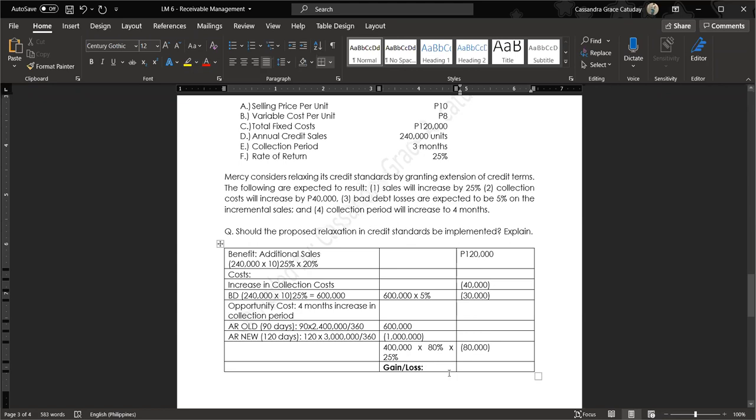To get the gain or loss, we subtract all the costs from the benefits. So, can you do that? Just subtract the costs. Yes, ma'am. Negative 30,000. So if we proceed with our relaxation policy, the result will be a loss of 30,000. It would be much better if we do not relax our policy. Is everything clear?